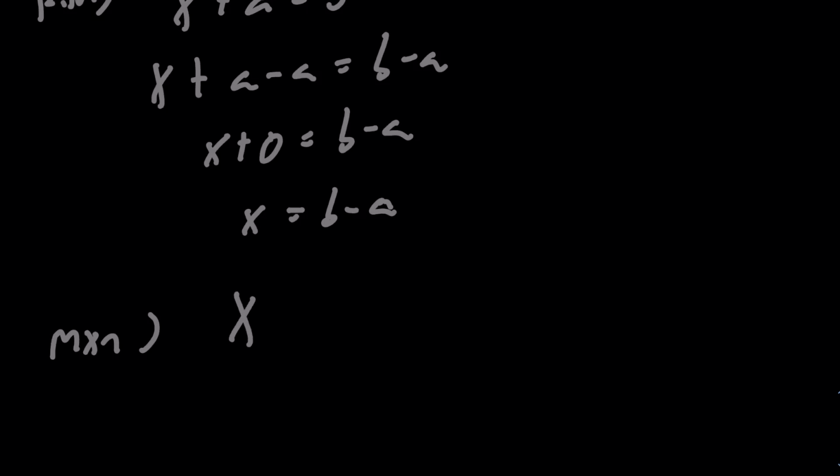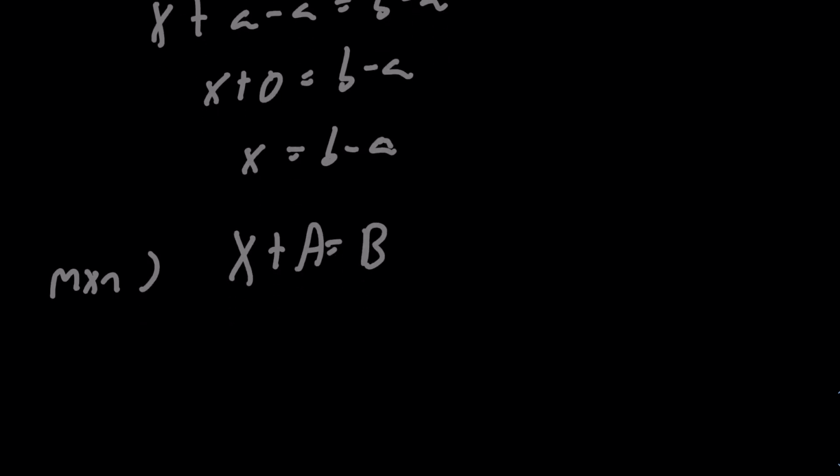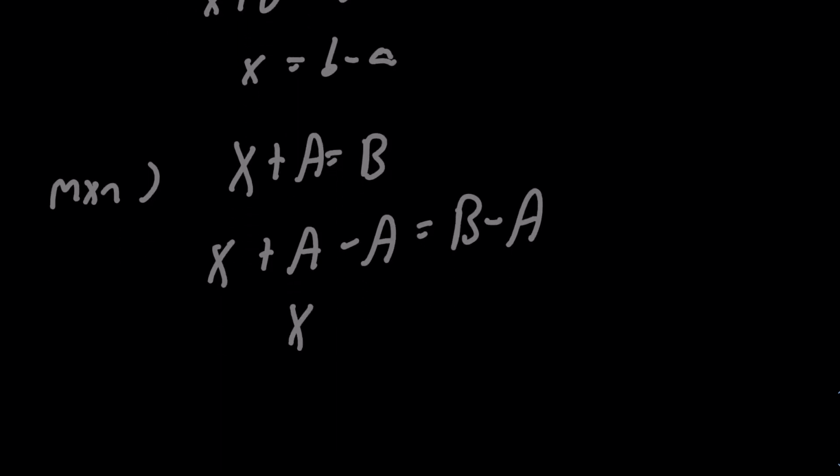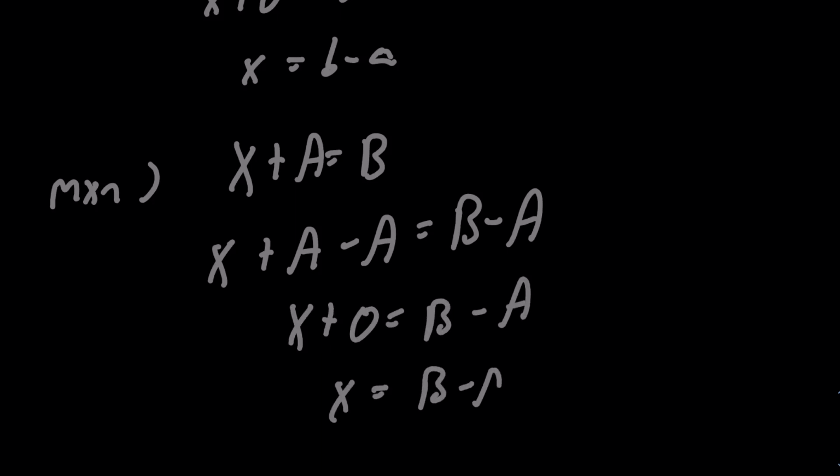So we have matrix x plus matrix A is equal to matrix B. Let's subtract A on both sides. Get x plus A minus A is equal to B minus A. Then we get x plus 0 is equal to B minus A, and x simply becomes B minus A. And there you go. We have confirmed the similarities between real numbers and matrices.